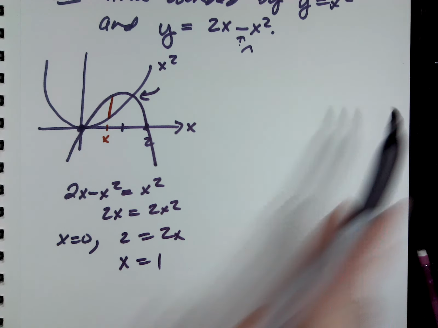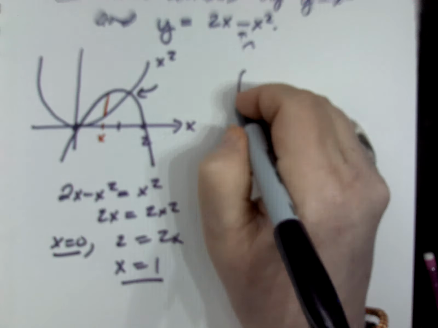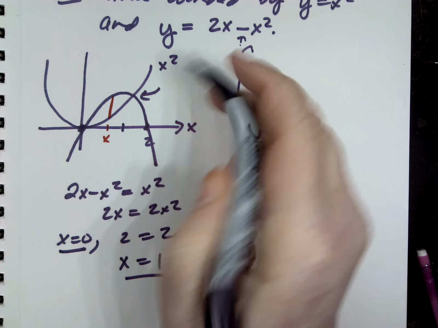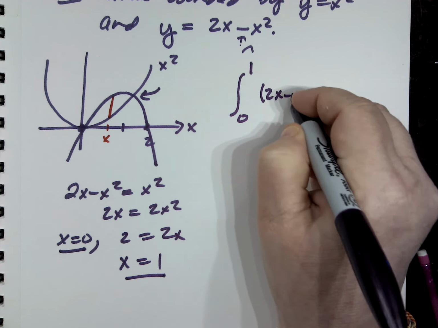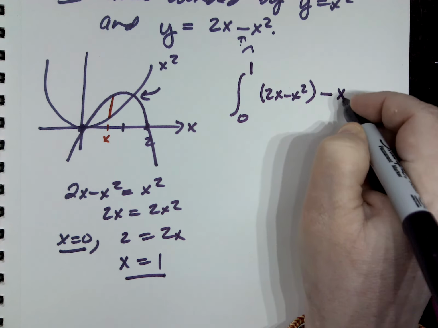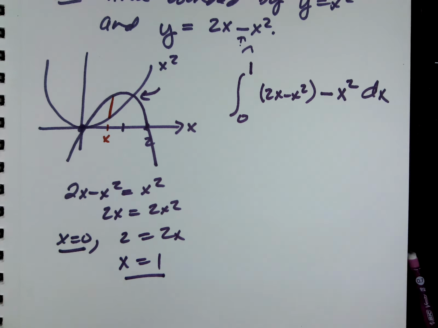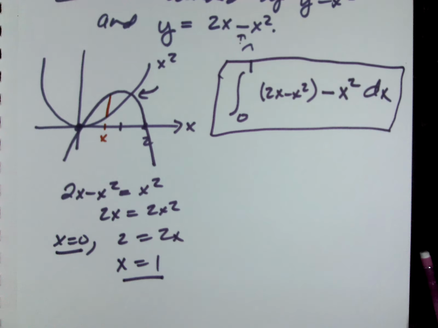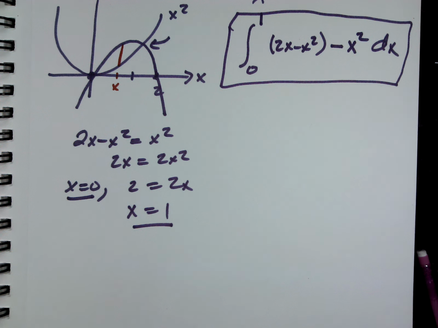So the two places it intersects are at x equals 0 and x equals 1. So to find the area, I would integrate from 0 to 1. The function on top is the 2x minus x squared. The bottom function is x squared dx. And as I mentioned in class, I just want us to set these up because that's a pretty easy integral to do. And I did integrals at you a lot before.